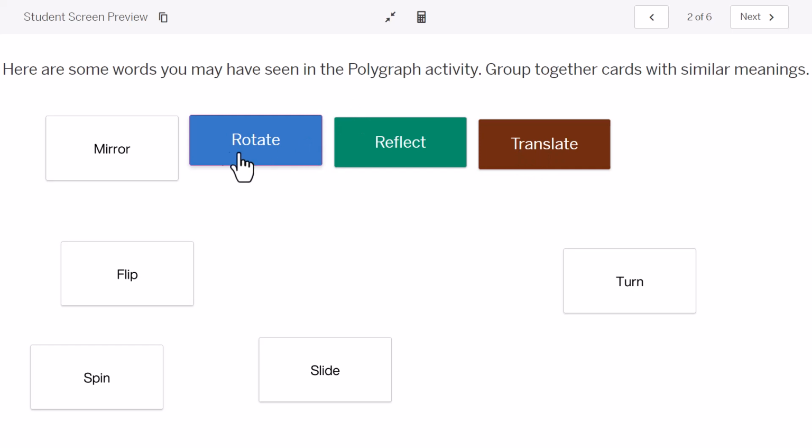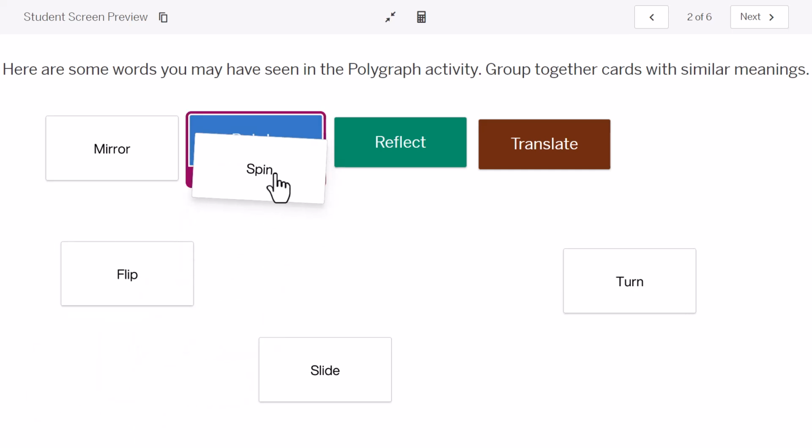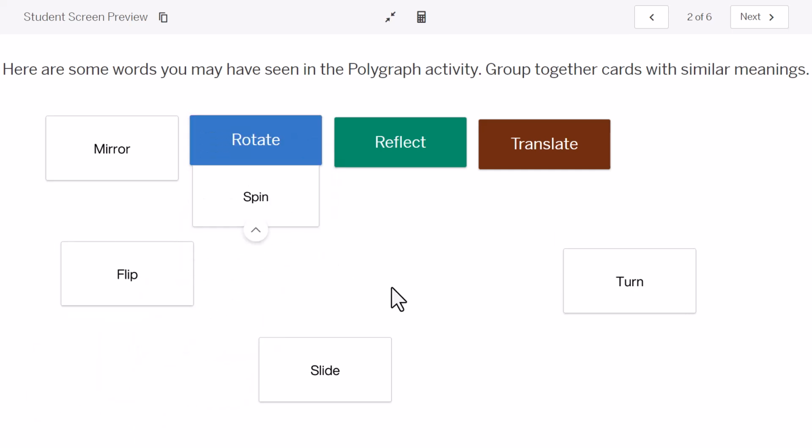So let's look for words that really mean rotate. Well, if I'm rotating something, I'm spinning it. And look for one more word that means rotate. Let's try turn. Move that over here.